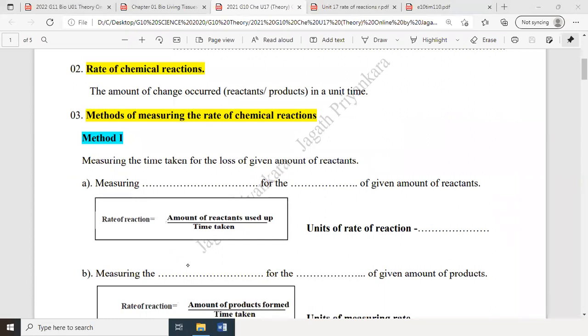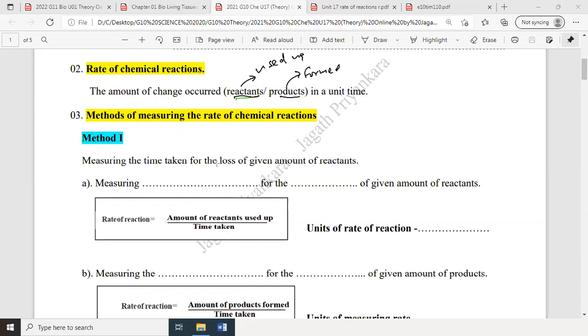Rate of reaction definition is this: amount of change in a unit time. Change means in a chemical reaction there are two things. Reactants getting used up, products forming. How fast products form, that is a change. How fast reactants are used up? You can look at the reactants and tell the rate, or you can look at the products and tell the rate. Both we can use.